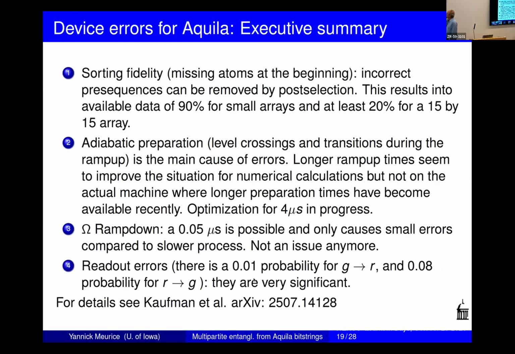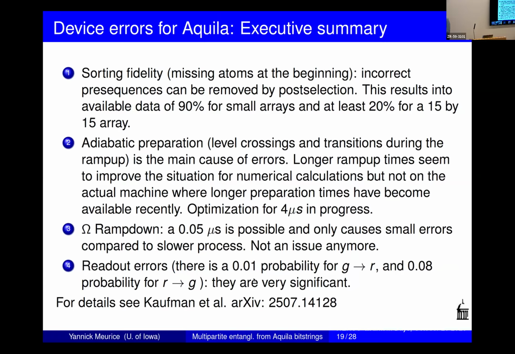And so these are the Aquila errors that I understand. So there is the sorting fidelity. So you have some initial states that are not right. You have the adiabatic preparation, which is limited to 4 microseconds. You can go higher, but at your own expense. You can go up to 20 now, but the fidelity with the longer-time preparation is not as good. The ramp down, as I mentioned, has to be much faster, and that solves the problem.